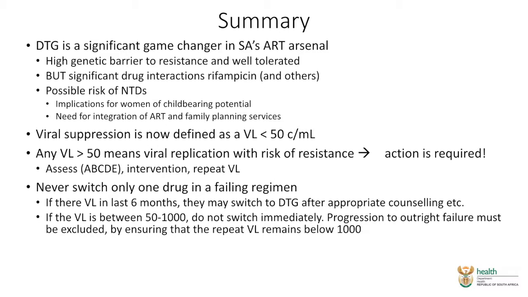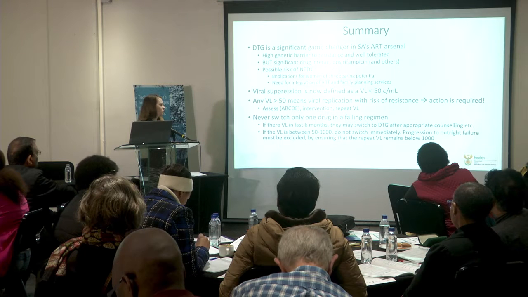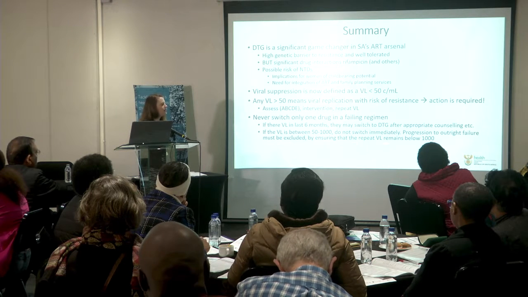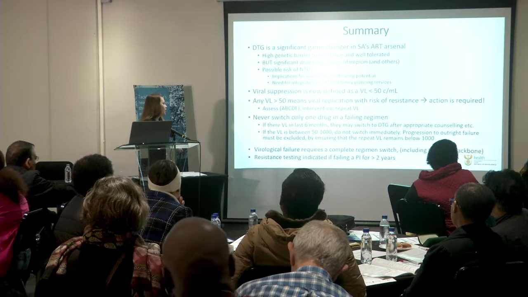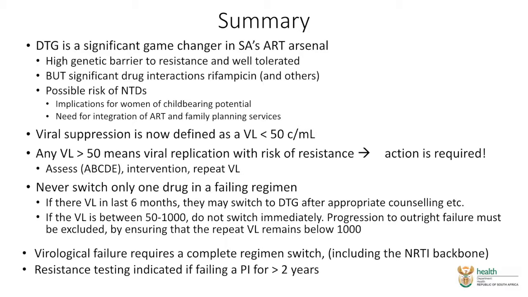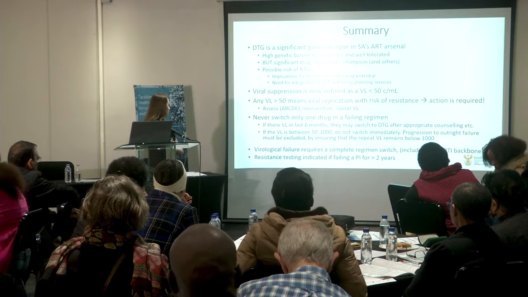If there is a viral load in the last 6 months and it is suppressed, they may switch to dolutegravir after appropriate counseling, etc. If the viral load is between 50 and 1,000, do not switch immediately. Progression to outright failure must be excluded by ensuring that the repeat viral load is now below 1,000. Remember that extra step that we put in for caution. And virological failure requires a complete regimen switch, including the NRTI backbone. So a change in PI or dolutegravir or efavirenz, and a change in at least one NRTI, one active NRTI.